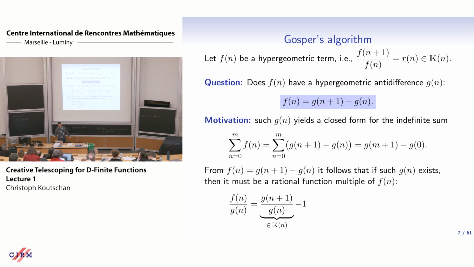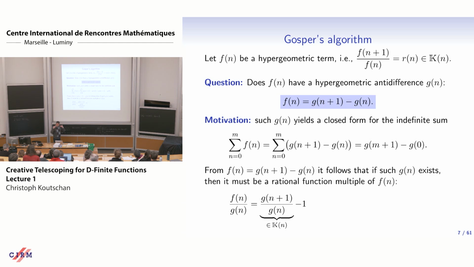Okay, so this is very nice, and we see this is an important, very fundamental problem. Okay, so now let's look at how the algorithm works. Assume such a G exists and we claim that it must be hypergeometric.